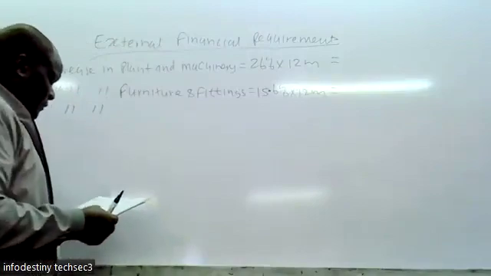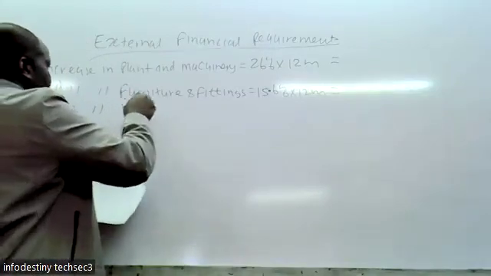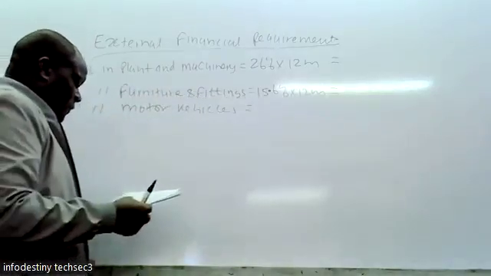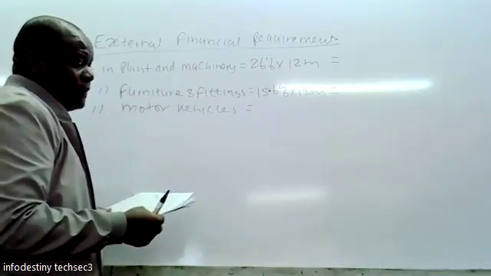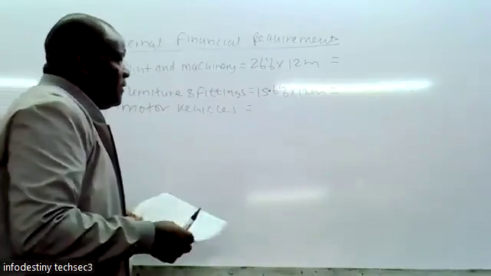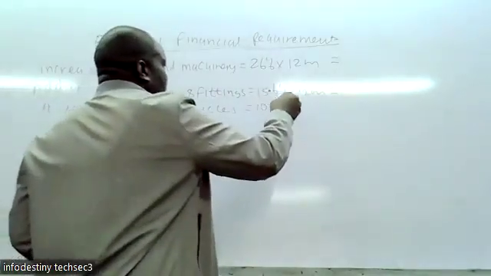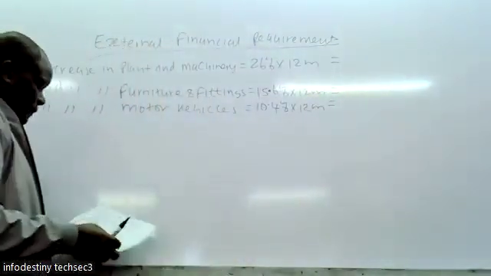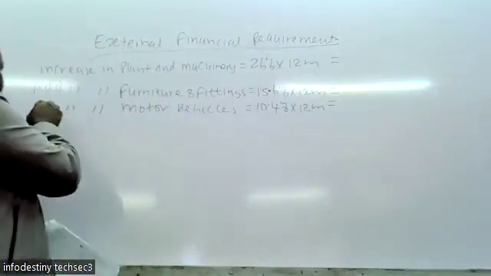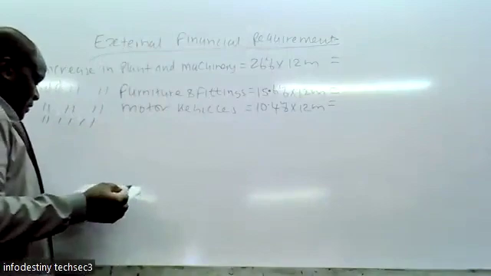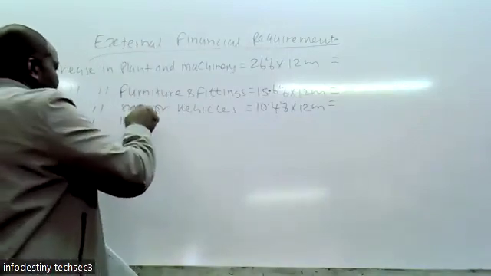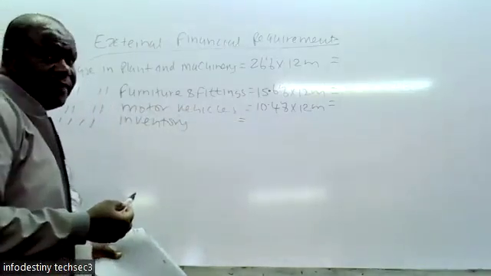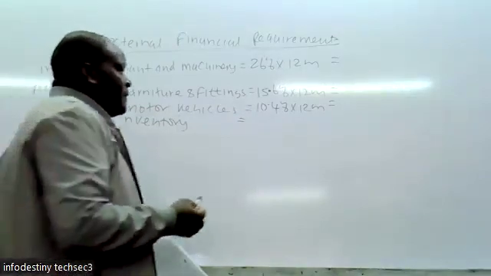The next one we also add is increase in motor vehicles. For the motor vehicles, it was what percent? 10.4% of the. We also add increase in the inventory. So inventory was which percent? That is 16.